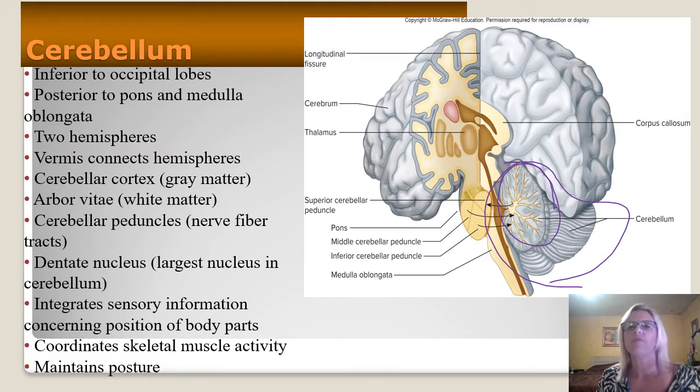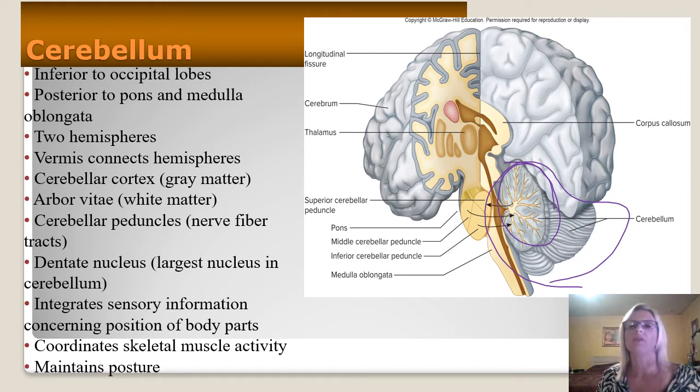Next we have the cerebellar peduncles. Okay, before I move on to that, though, I need to tell you that there are a number of nuclei found in the cerebellum, in the arbor vitae area. But the largest one of those is what we call the dentate nucleus, and we'll talk about that a little bit.